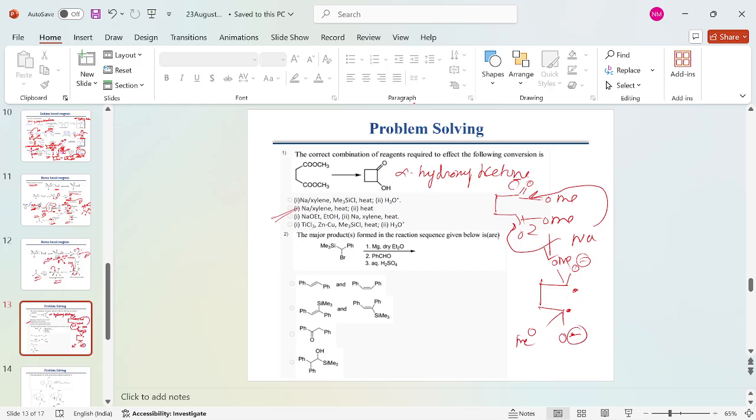Now this diradical will make a bond here, and after liberation of this OMe, giving this diketone.